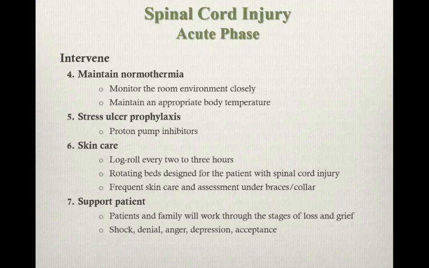Just because your patient has a spinal injury does not mean we don't turn them. They will be log rolled by you and 2 of your best friends every 2 to 3 hours. Keep them on their side. They just have to be moved as one unit, but they can be moved. If it's too dangerous to move them, if they're too worried about spinal swelling, then they do have rotating beds that are designed for patients with spinal cord injuries to reduce pressure sores.